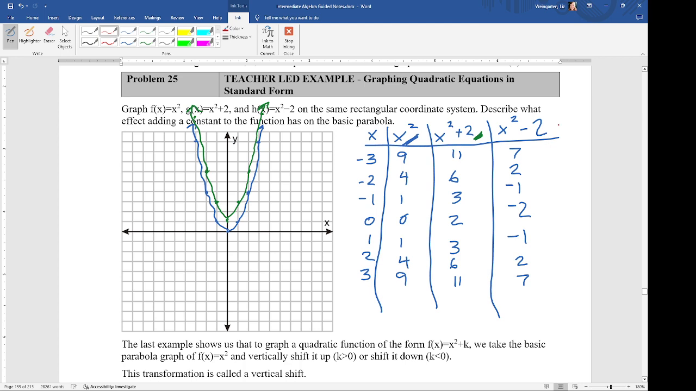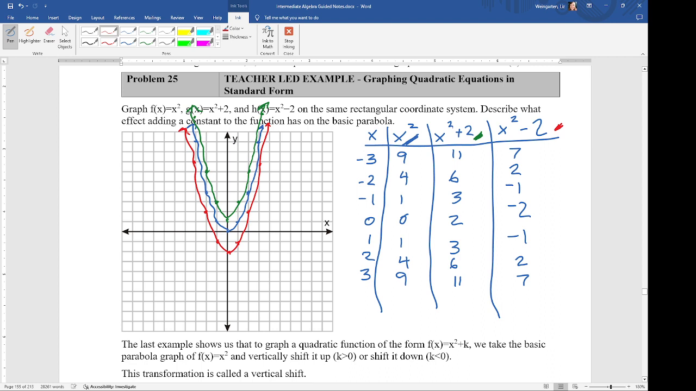Our last one, our x squared minus 2, I'm going to put in red. So we have -3, 7, -2, 2, -1, -1, 0 at -2, and then it's going to be the same on the other side. So now we have a graph that's shifted down 2.